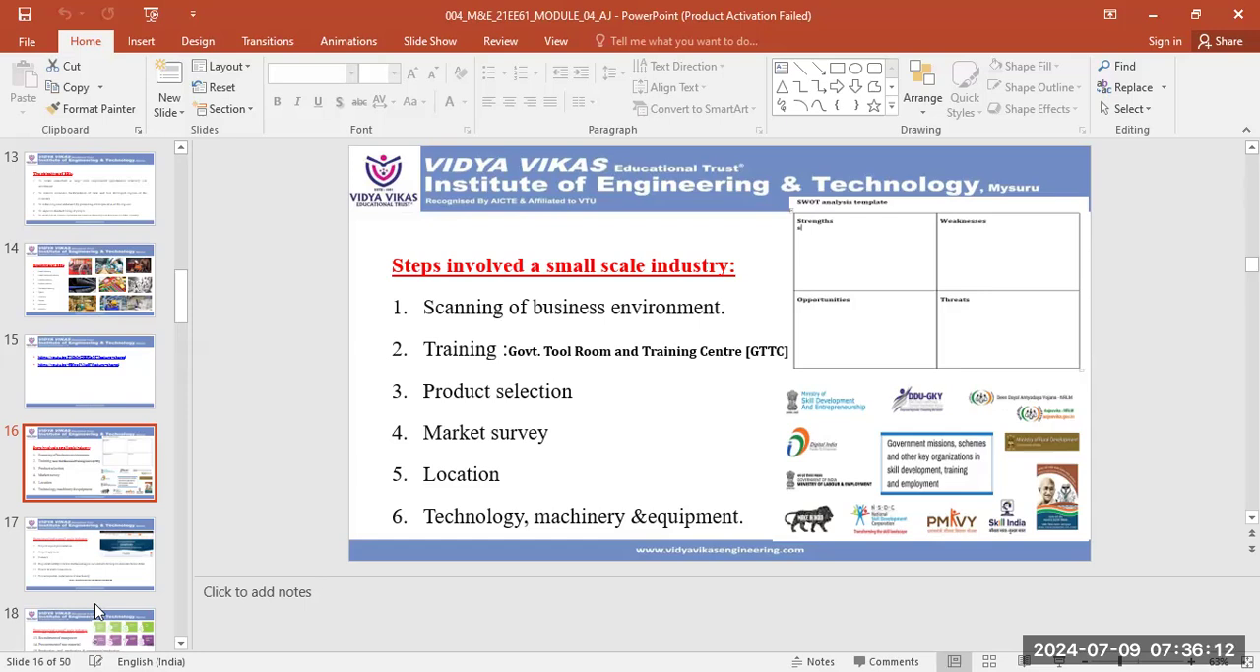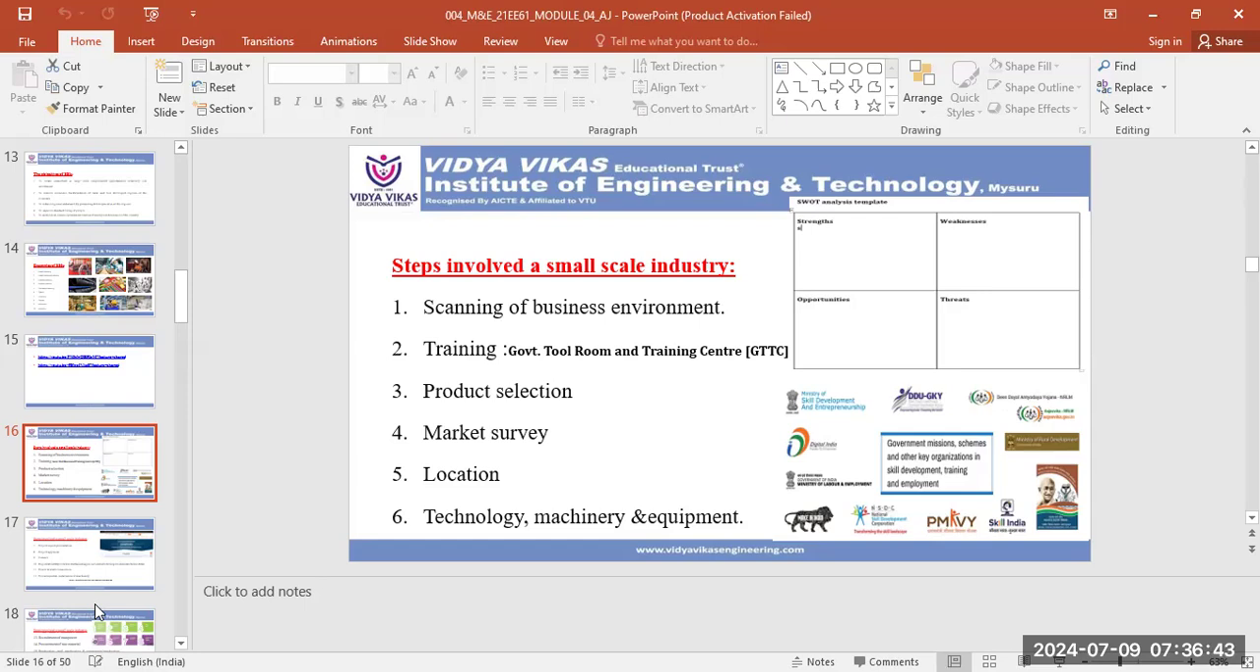And then technology, machinery, and equipment. Information on all available technology should be collected by the entrepreneur and the most suitable one identified. This will also be useful to determine the type of machinery and equipment to be installed. Project report preparation. The project report will also be useful in formulating the production, marketing, financial, and management plans. Project appraisal. A technically feasible and economically viable project can only get financial assistance.